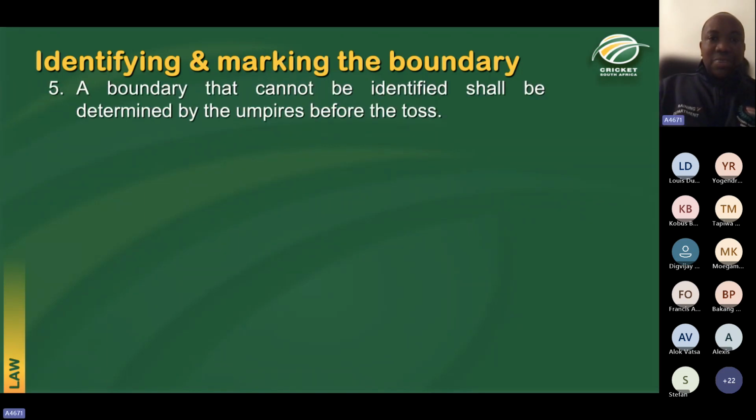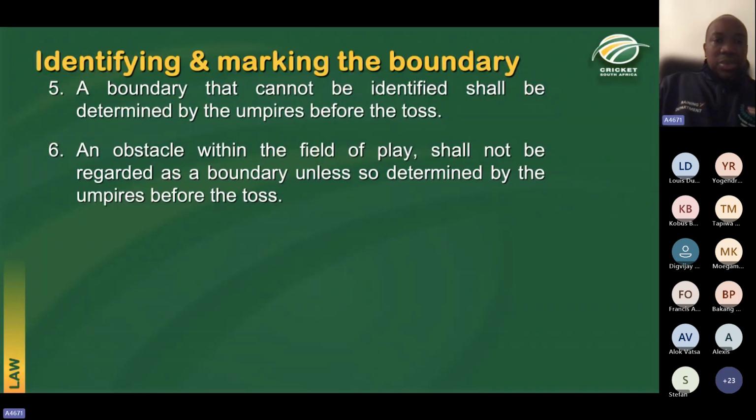A boundary that cannot be identified shall be determined by the umpires before the toss. That is one of the duties we need to carry out before the match, and that is why we need to be at the field. Law tells us at least 45 minutes before the scheduled start of play. In our playing conditions at Western Province Cricket Association, we need to be at the field an hour before the scheduled start of play.